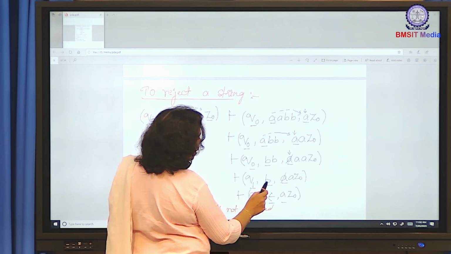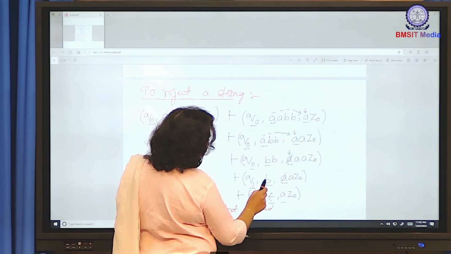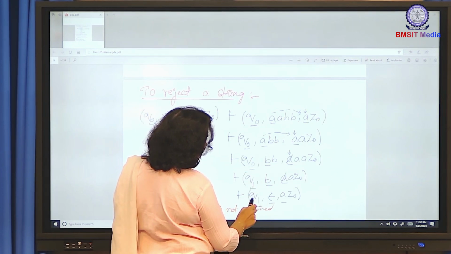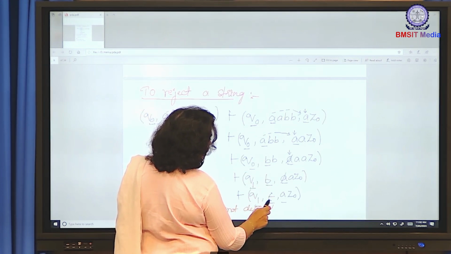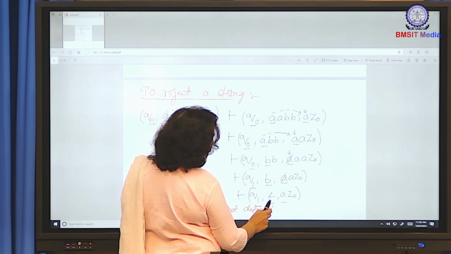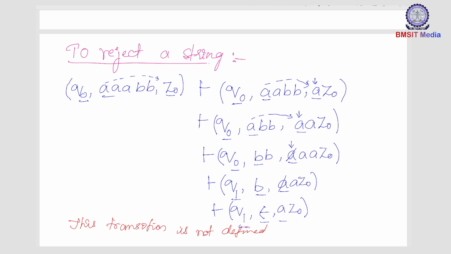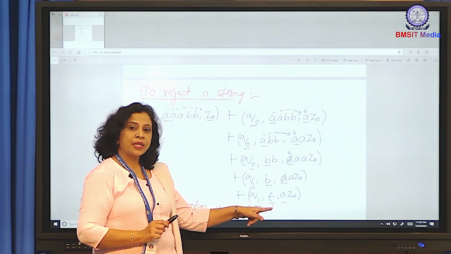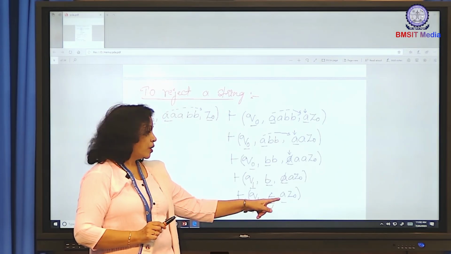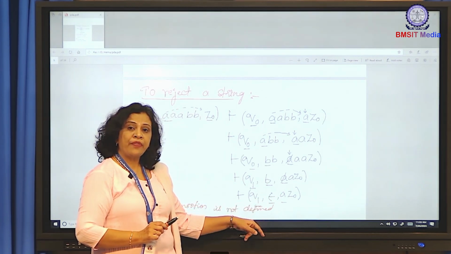Now Q1 comma B comma A. So we will pop this A. After popping, we are still in Q1. This is pop, this is epsilon. Q1 comma epsilon comma A Z naught. This A is gone. So one A is remaining. Q1 comma epsilon comma A. Now the input is exhausted. What is the input? It is epsilon. What is the top of the stack? It is A.